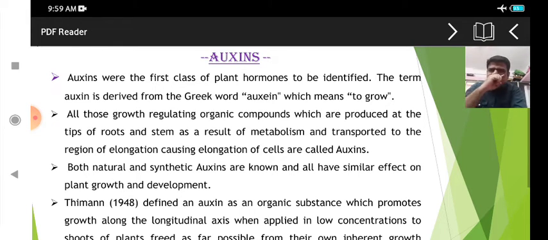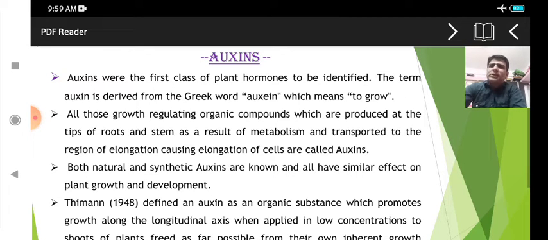So the word auxin comes from the Greek word, and when we look at the etymology, it means to grow. All those growth regulating organic compounds which are produced at the tip of the roots and the tip of the stem as a result of metabolism and transported to the region of elongation, causing elongation of cells, are called auxin.